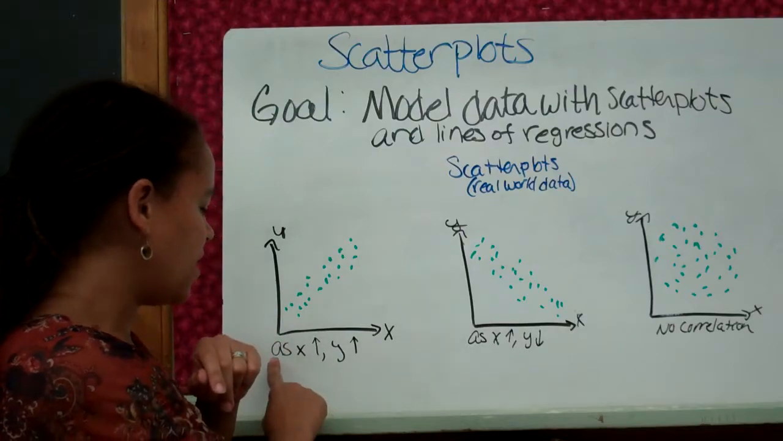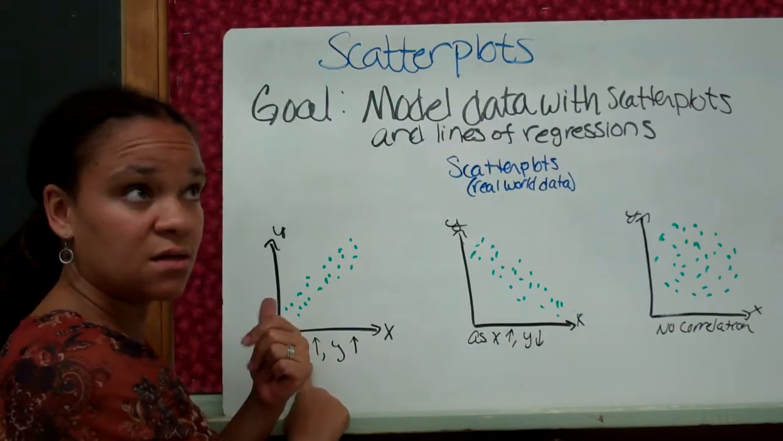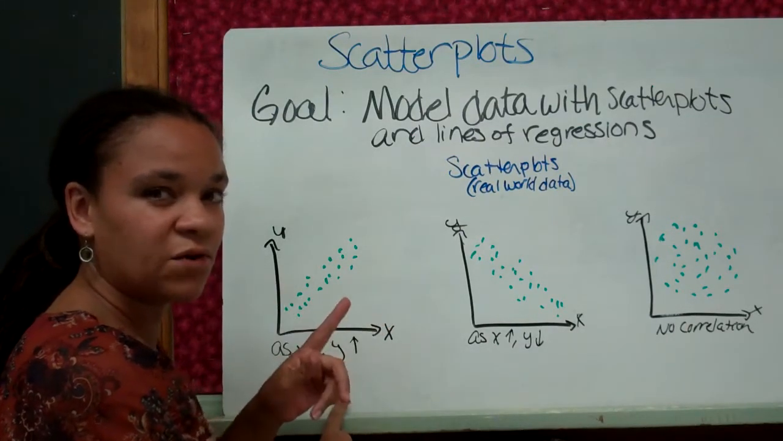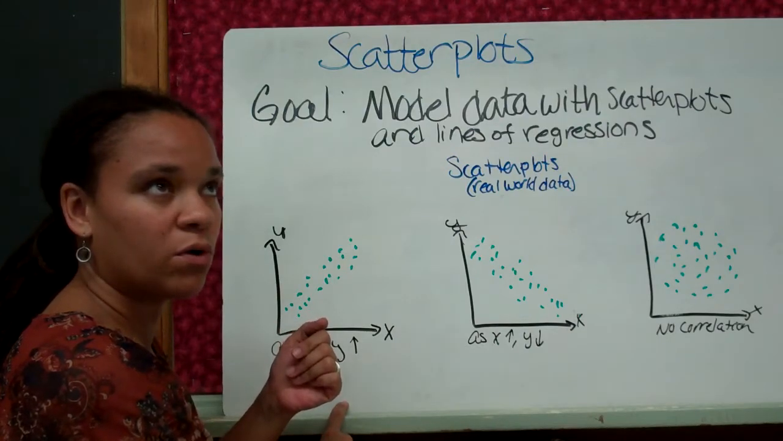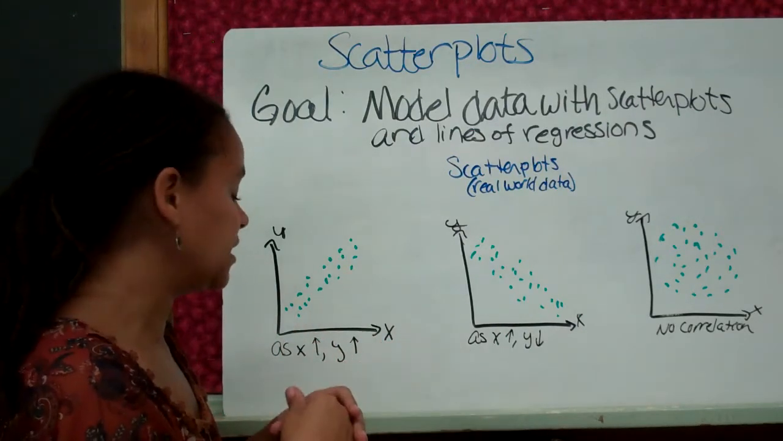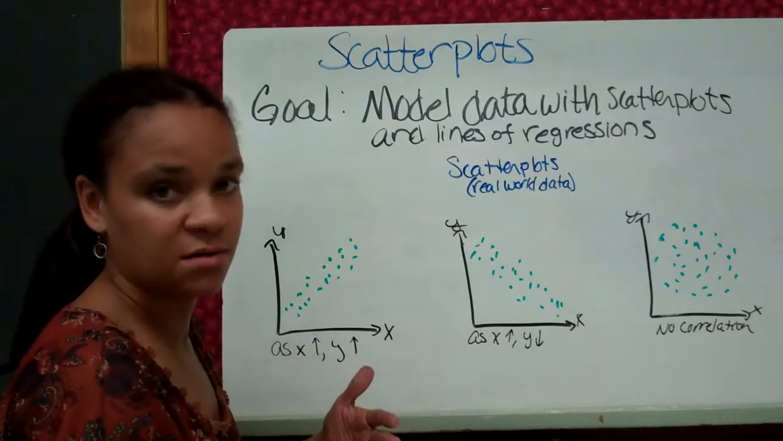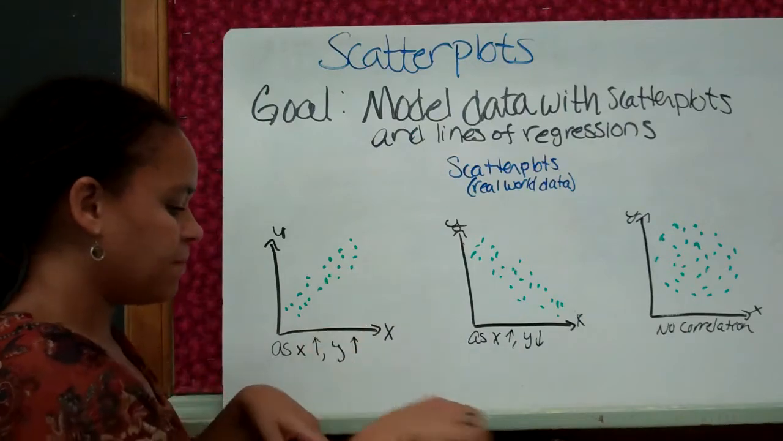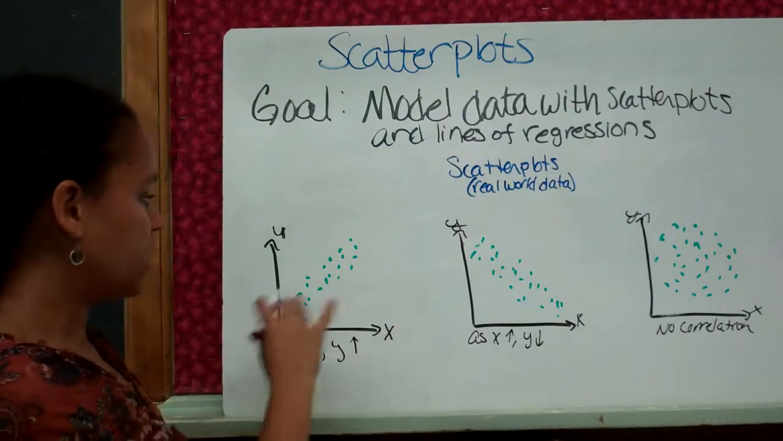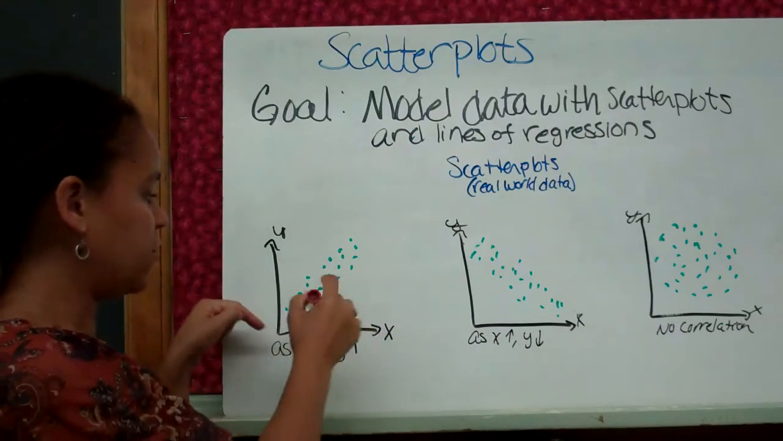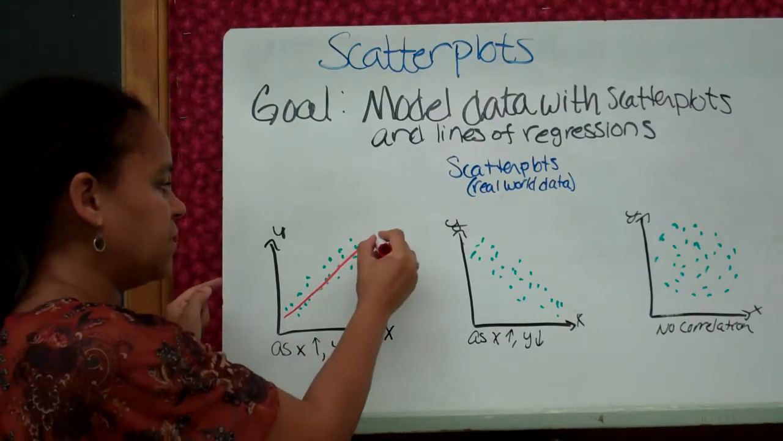Can you think of something where as one thing increases, the other thing does too? See if you can come up with an example in the real world. If you could fill in the sentence, as blank goes up, so does blank. So if you think about that, this has a positive relationship. As x is increasing, this is a positive relationship.